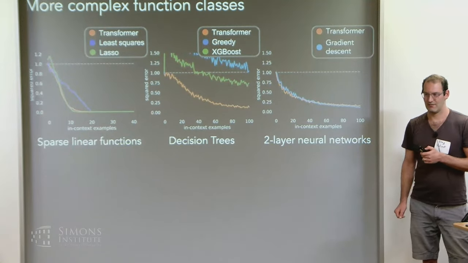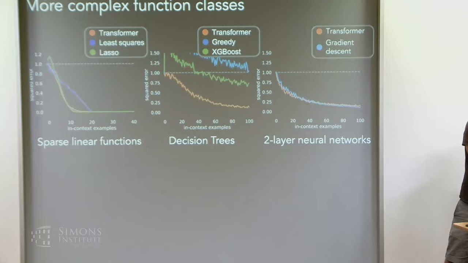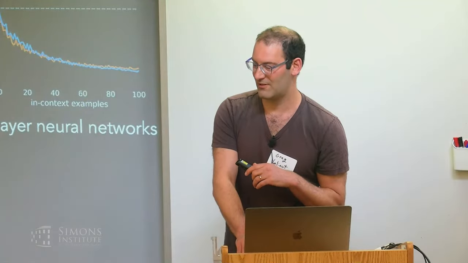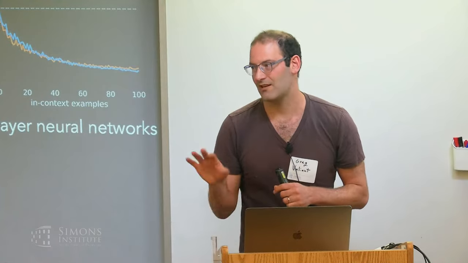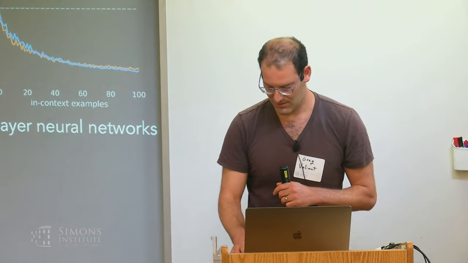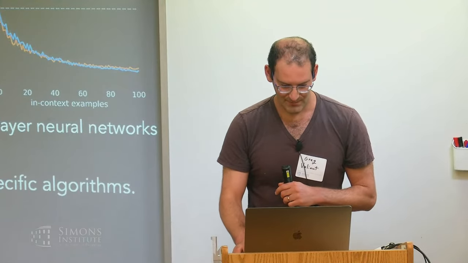I'm curious if you found a task or function class where the algorithm learned by the transformer is more sample-efficient than the neural net trained with SGD. Okay. So I'll do some comparisons with LSTMs. I'm not going to do comparisons with fully connected deep neural networks, but I think that comparison is worth doing.